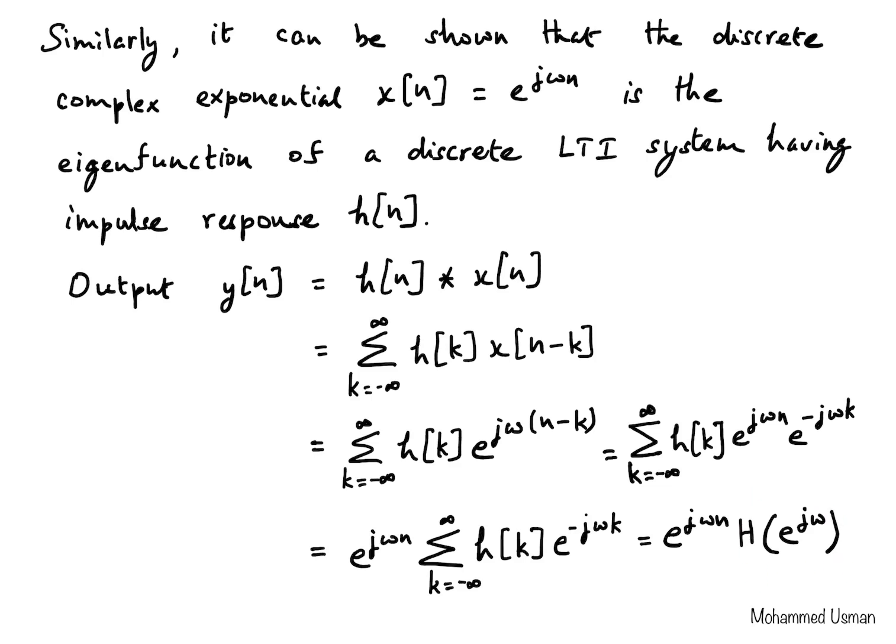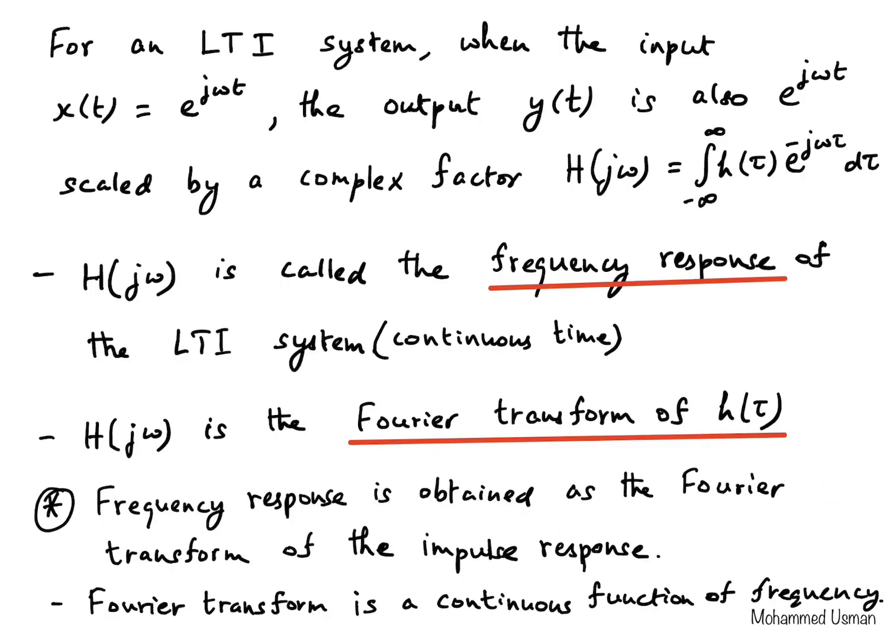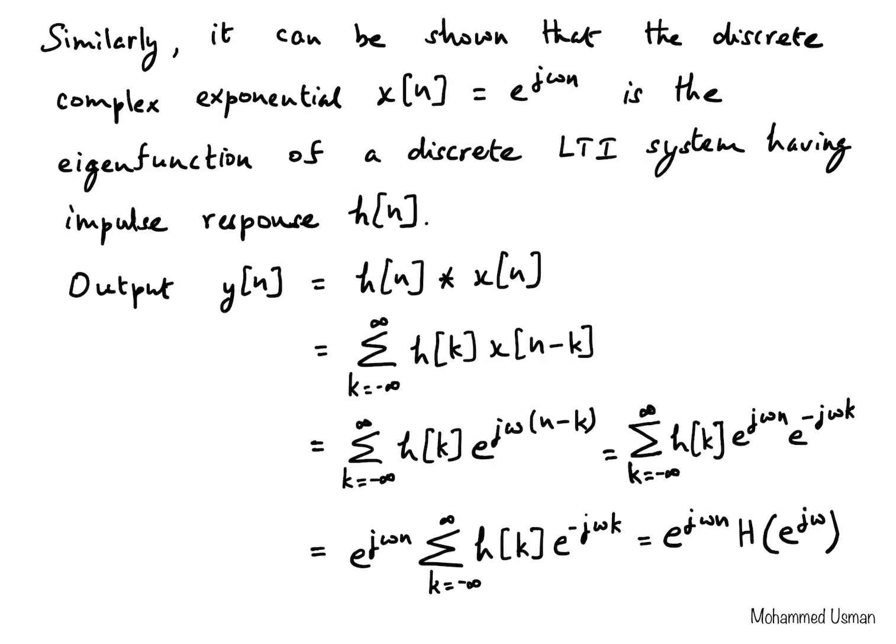Now recall the distinction: when we represented the scaling factor in continuous time, we wrote it as H of j omega. The notation that we will use to write the scaling factor in discrete time is H of e power j omega. So that's our scaling factor, which is the eigenvalue of the system, and the input signal which produces the same output scaled by some factor is called the eigenfunction. So e power j omega n is the eigenfunction of the discrete LTI system, and the eigenvalue is H of e power j omega. So let me mark those things.